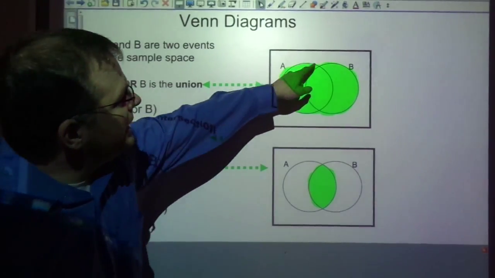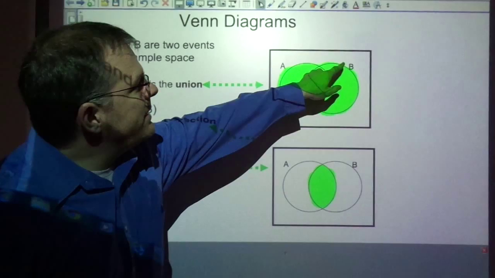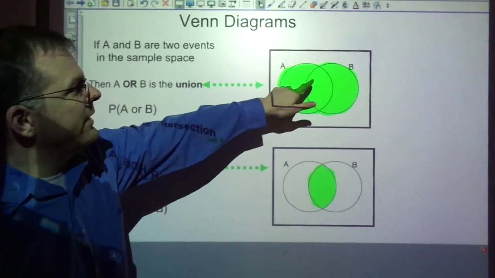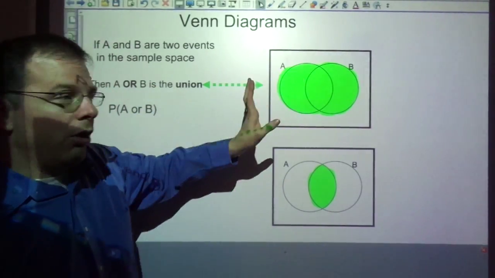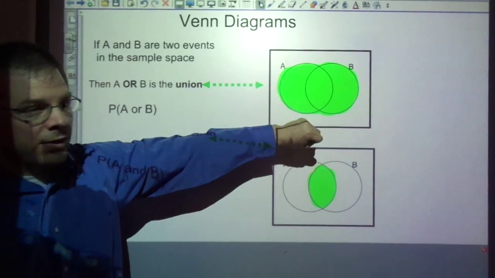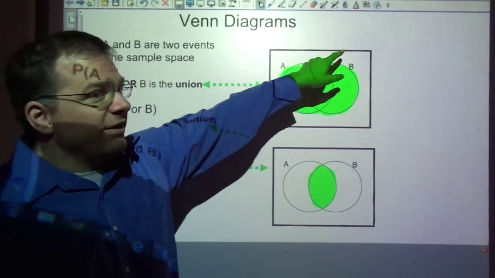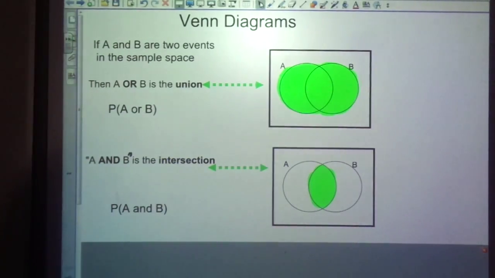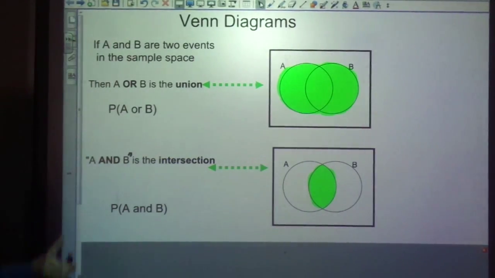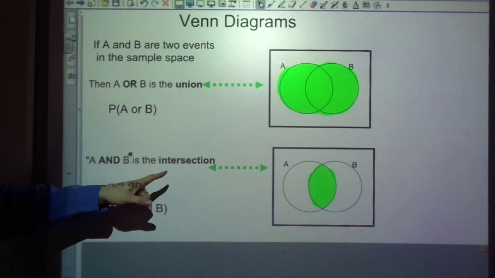So all of the males are in, and all of the people with blue eyes are in, and even the people that are both are also in. All these people can be in the club. The only people that are not in the club are the people who are not male and do not have blue eyes. In the second one, A and B, that means the intersection.